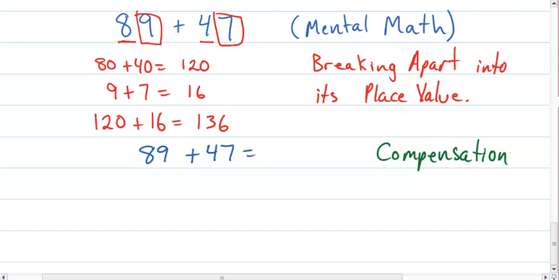So with the compensation, what they did is they added one number to 89 to make it a friendly number of 90. And then, because they added 1 to this number, they took 1 away from 47 just to compensate. If I added 1 to this addend, then I'm going to take 1 away from this addend to just keep that question balanced. So now it's 90 plus 46.